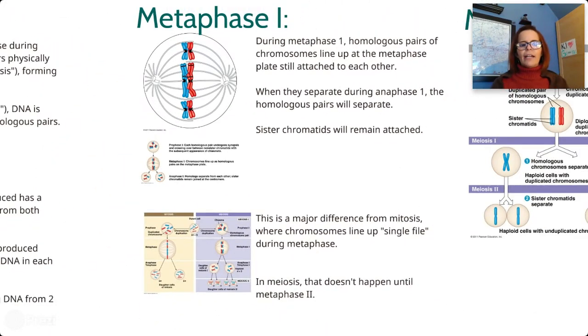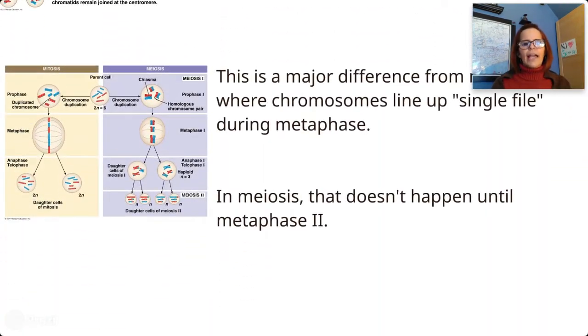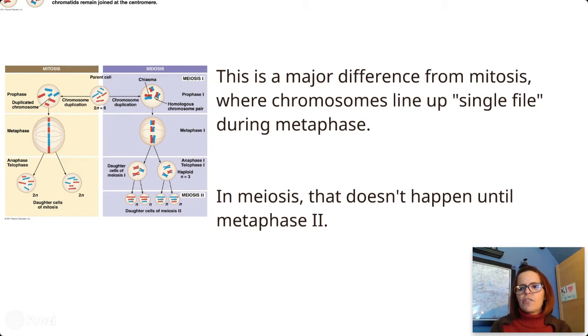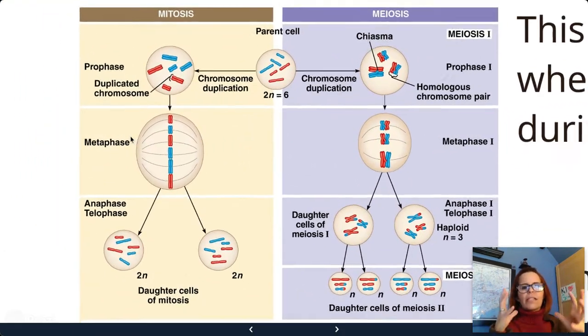So I'm jumping ahead. Let's look at this couple of diagrams right here. It says this is a major difference. Metaphase is a major difference from mitosis, where chromosomes line up single file during metaphase. In meiosis, that doesn't happen until metaphase 2. So let's just sneak in big here.